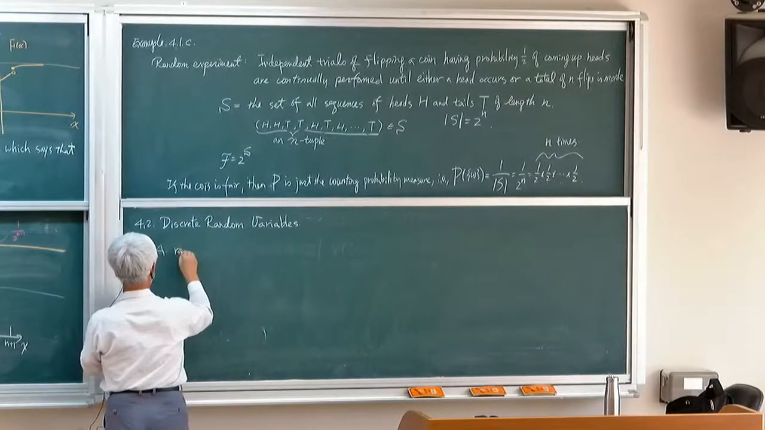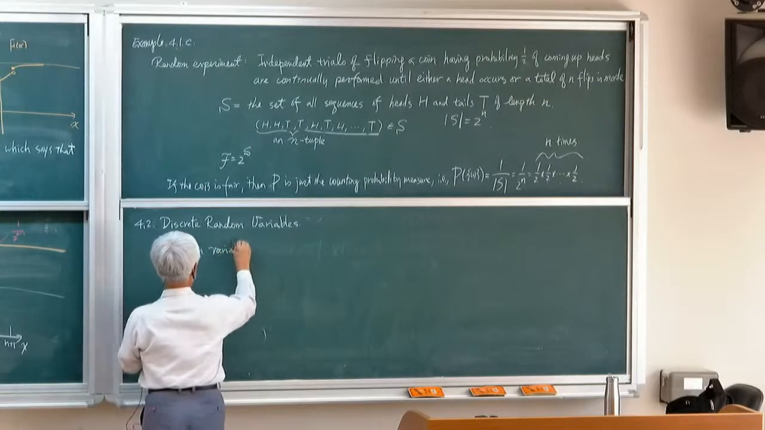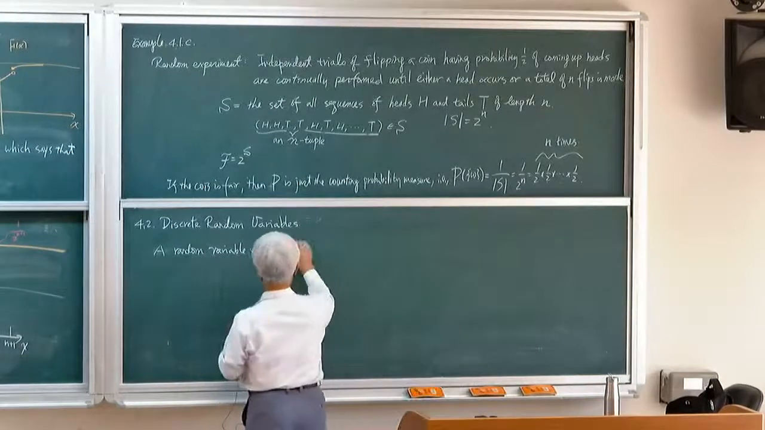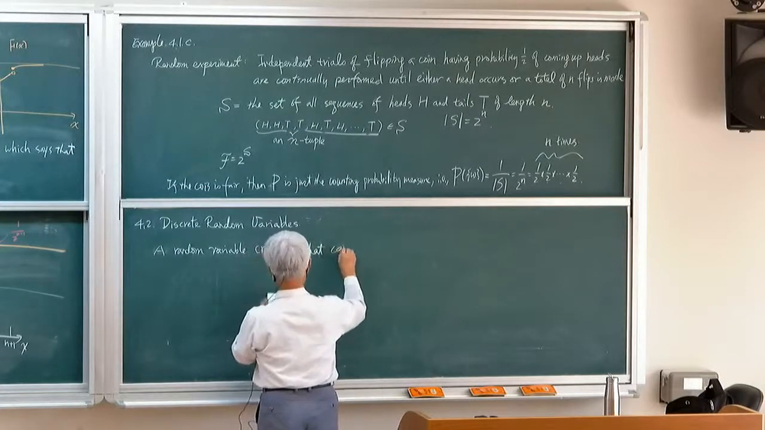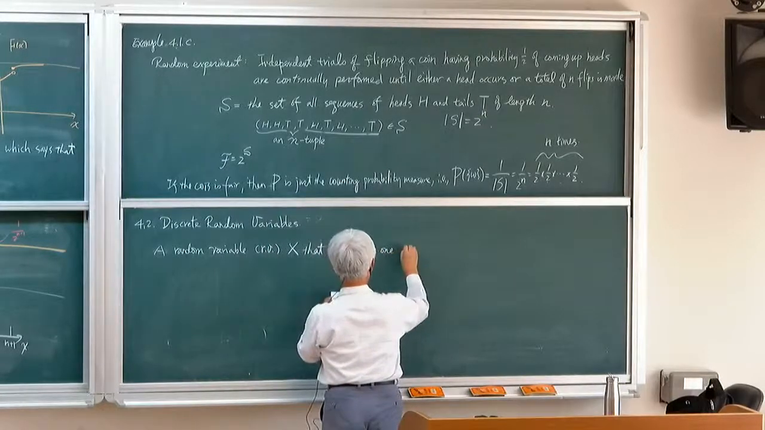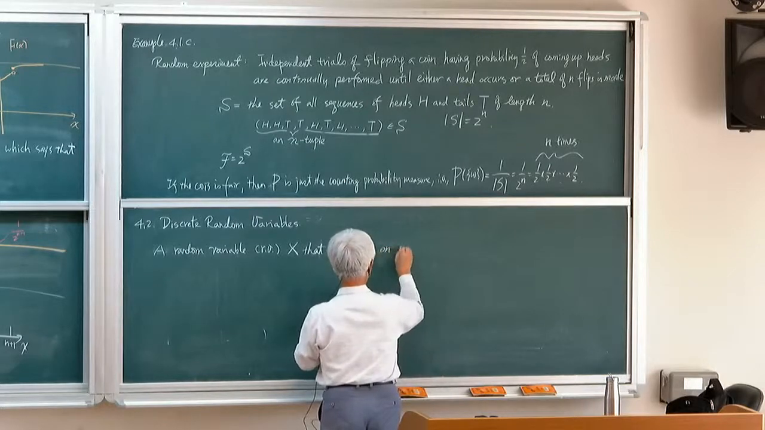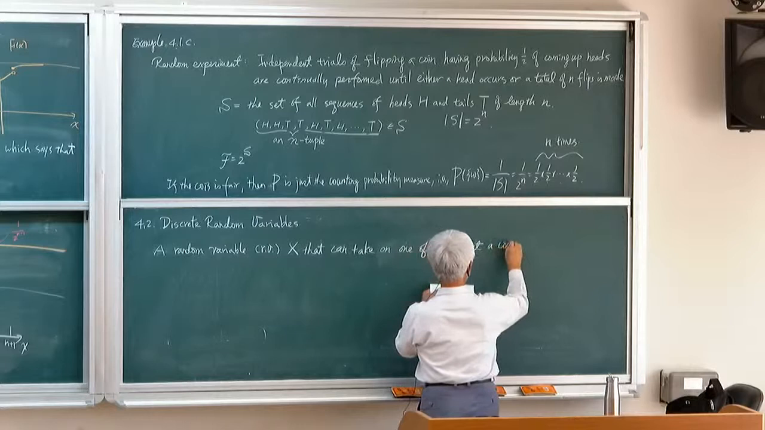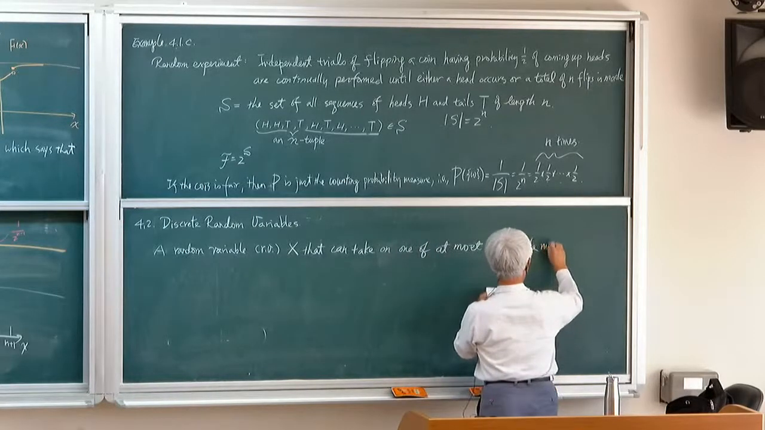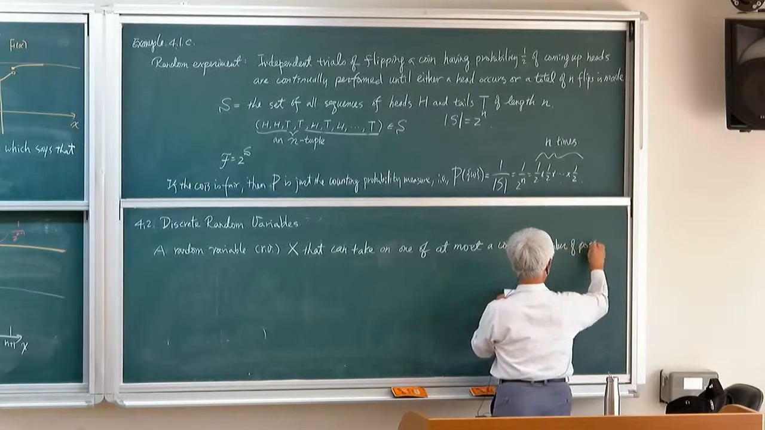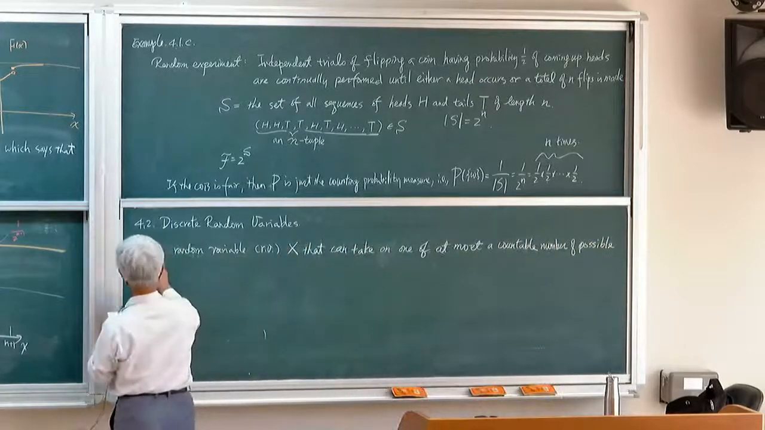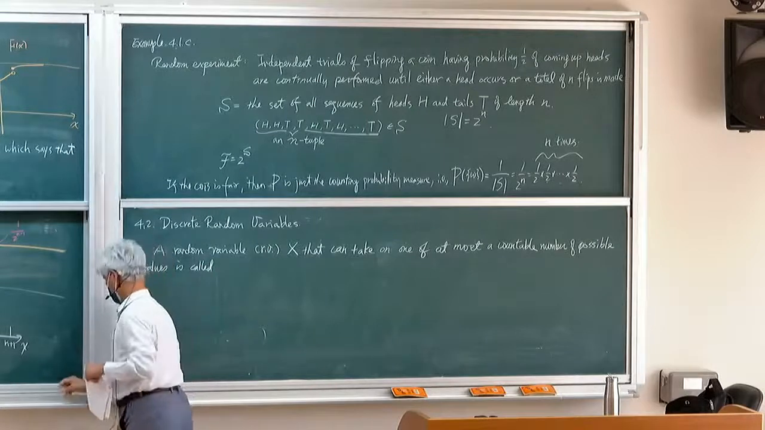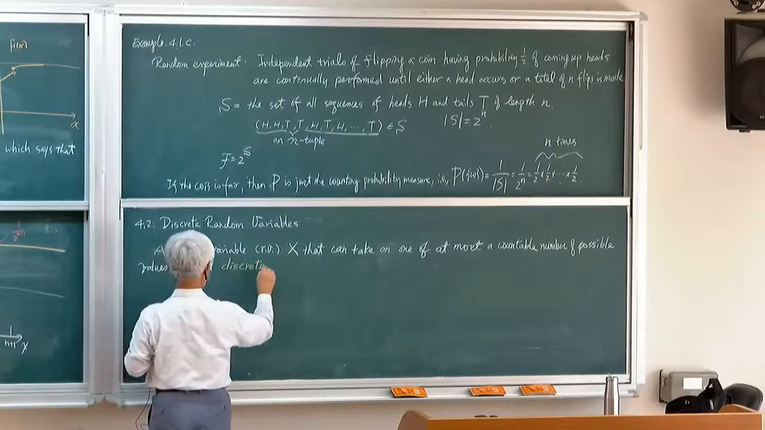So now a random variable. Later on, random variable will be abbreviated by r.v. Okay, a random variable X that can take on one of at most a countable number of possible values is called discrete.